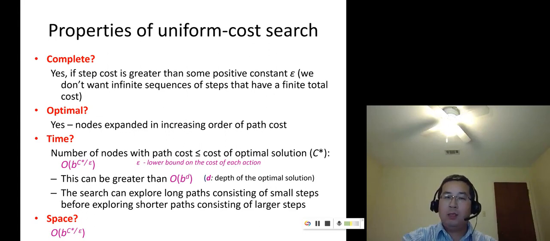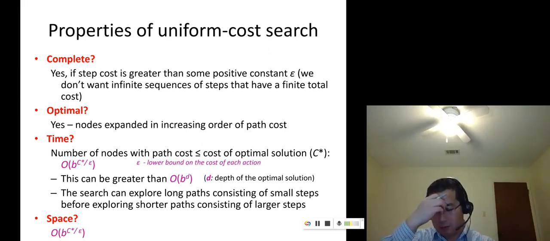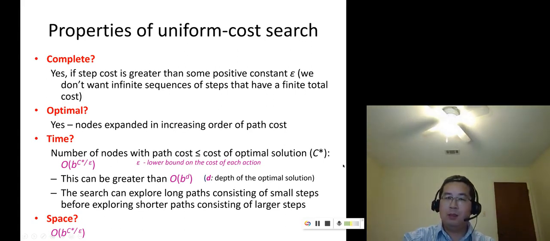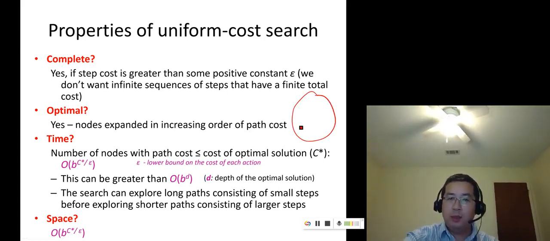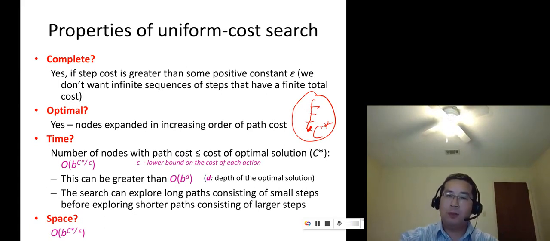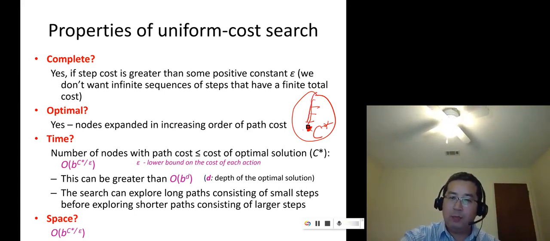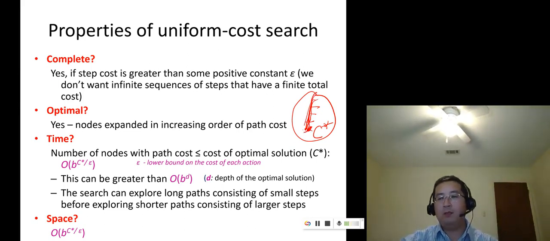Okay, so this C star means the cost of the optimal solution. For example, in that tree, you have an optimal solution. When we reach that node, you have the cost, right? You have the cost of the optimal solution. That means we found the path, we found the distance, we found the path to reach that optimal solution. And this cost is C star.